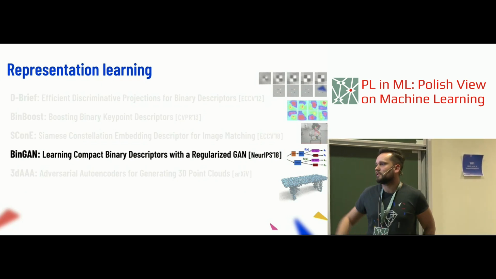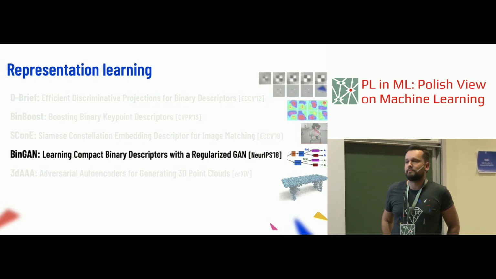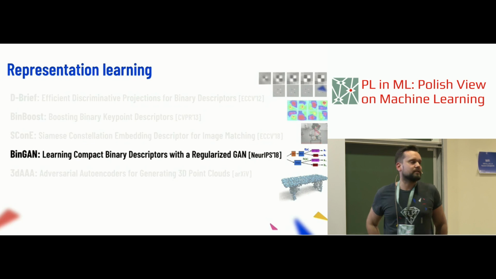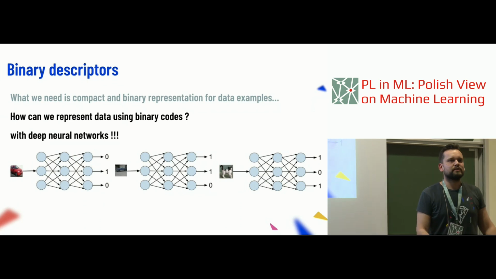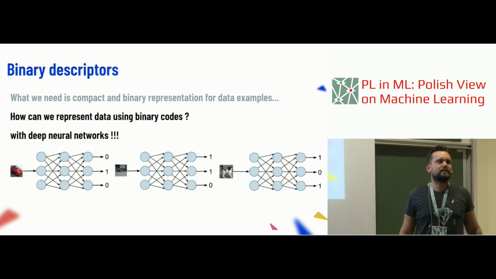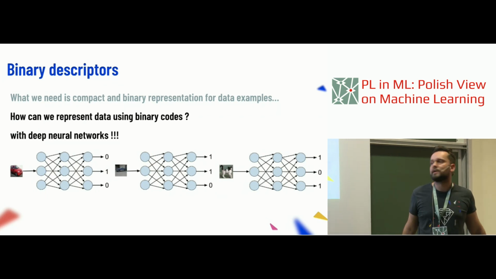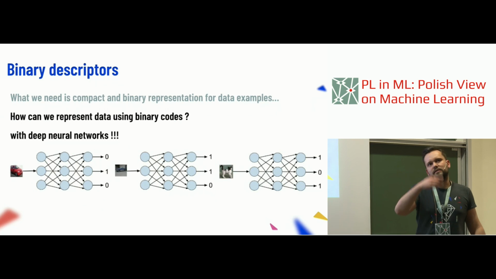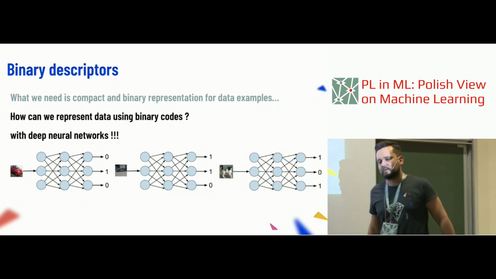So I'm going to present our two recent papers related to representation learning. The first paper, we call it BinGAN. The model described in this paper is about learning compact binary representations using deep generative models. As Tomek mentioned before, we aim at learning compact binary descriptors, and currently everyone is using deep learning solutions, so we are also using deep learning solutions here. The basic idea is to put the image on the input and receive the compact binary coding on the output. And it would be perfect if similar images would have similar codes according to the Hamming distance.